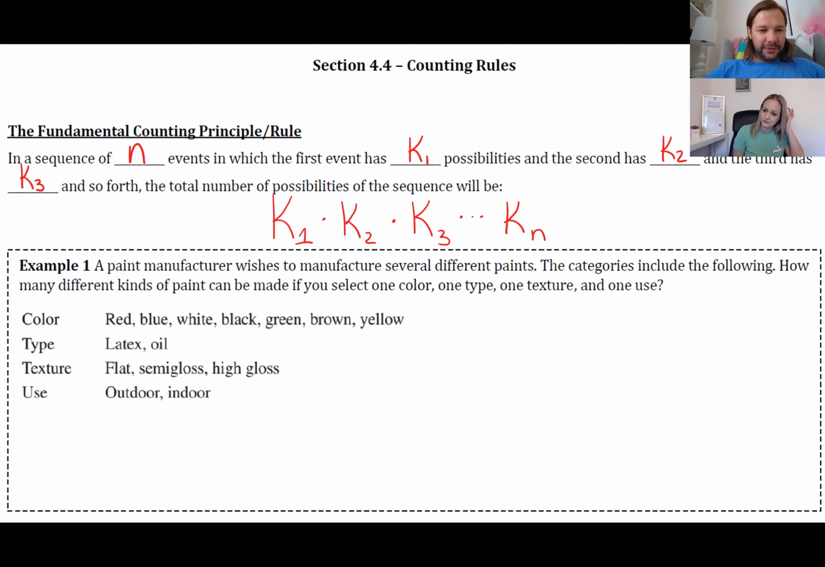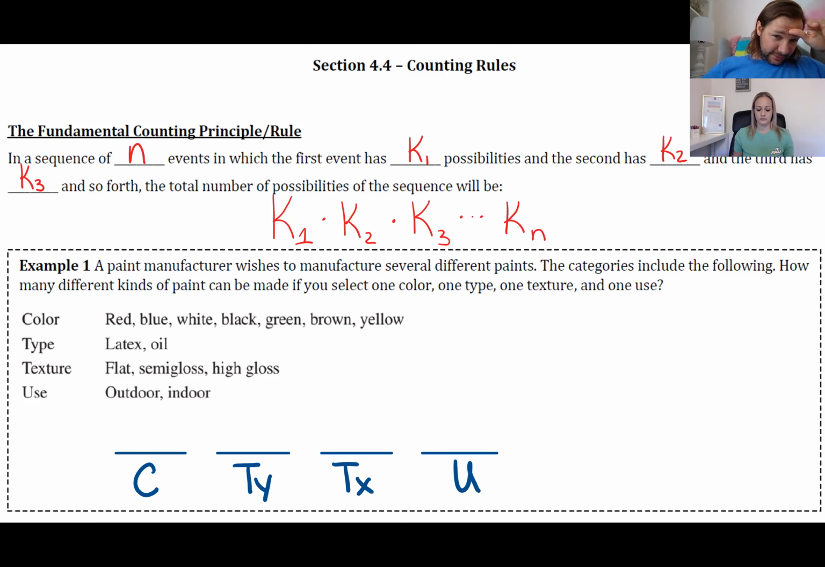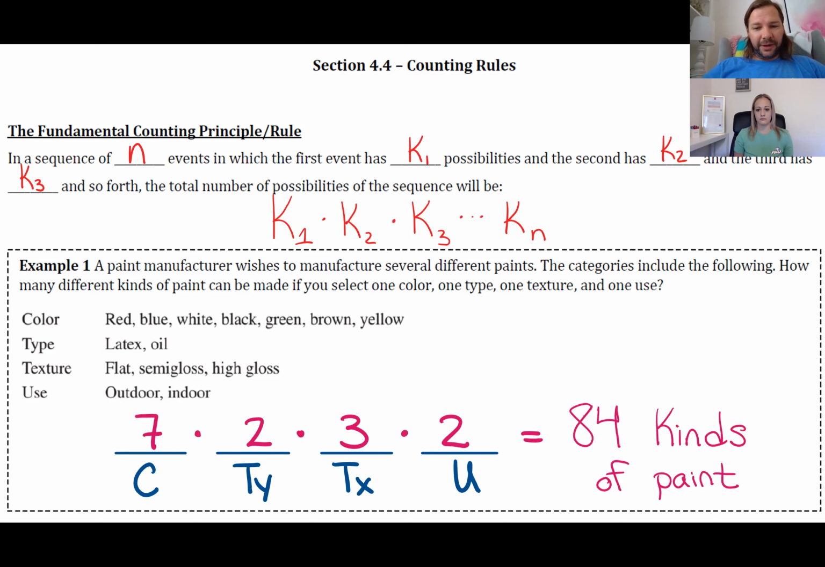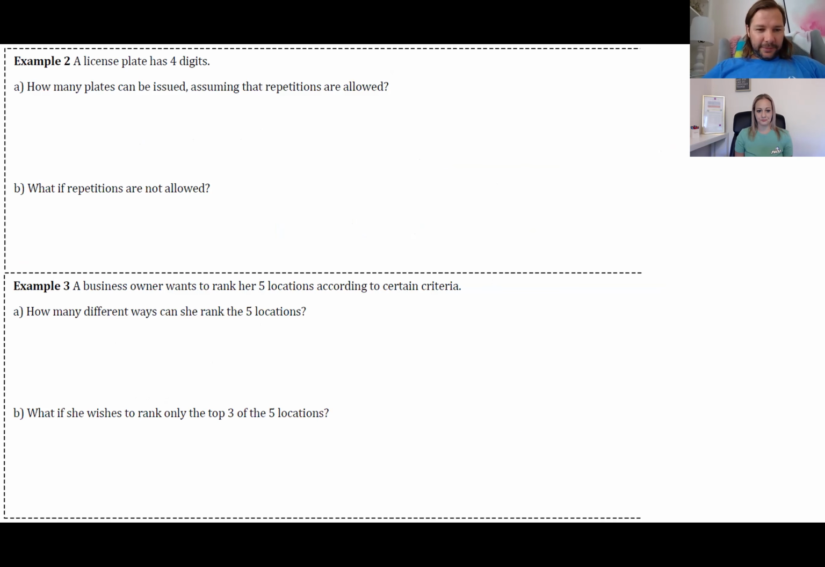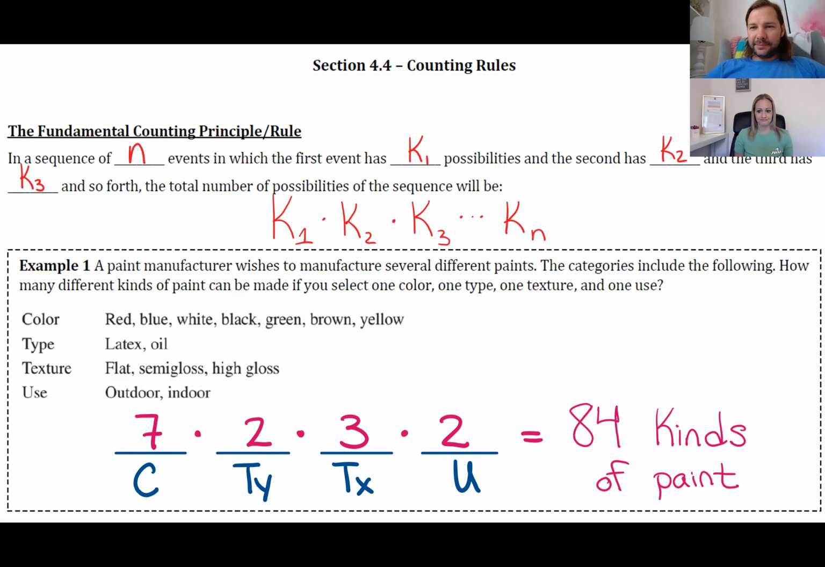Latex and oil are the 2 types. And then texture is flat, semi-gloss, or high gloss. And then uses are for outdoor and indoor. So how many different types of paint can we select? Well, let me count that, that's 7 different types for colors, 2 for types, and then 3 for textures, and 2 for uses. And so multiply all those together and you get 84 different kinds of paint that you could order from the paint store. Any questions on that? No?